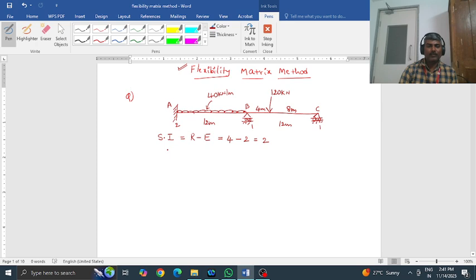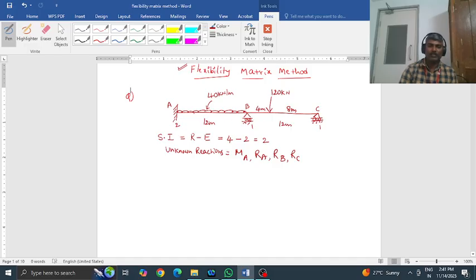Now let us write the unknown reactions present in this problem. I'll start from support A. So moment at A, reaction at A, these are the unknowns. Reaction at B, reaction at C. So these are the unknown reactions.